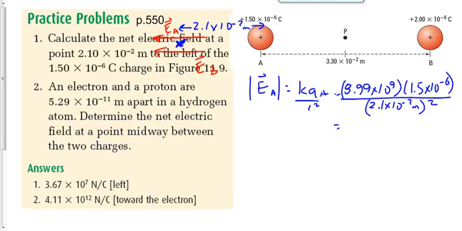What do we get for EA, the electric field caused by A? 3.67 times 10 to the 7. And that would be newtons per coulomb, right? Agree with that? Yes, Austin? Okay, good.